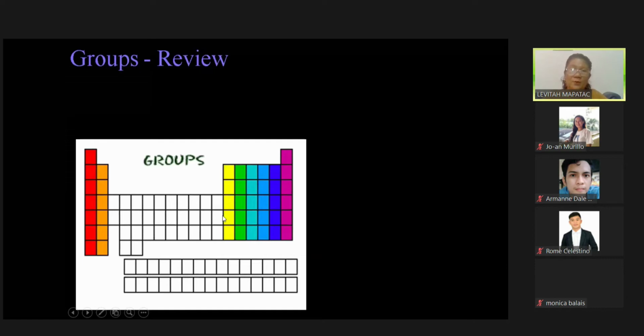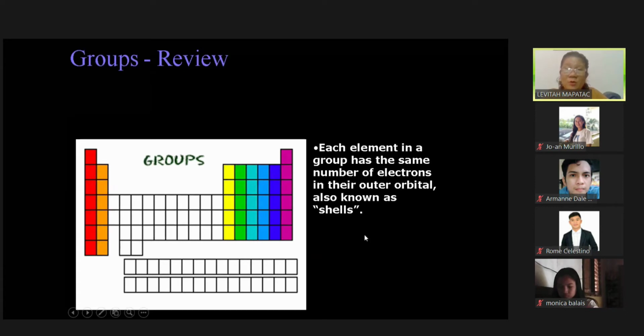That is group 1A, group 2A, so on and so forth. This one here is the noble configuration. These are noble gases. They belong to 8A. This is 7A, which are halogens. Then each element in a group has the same number of electrons in their outer orbitals, known as the shell. As I have said, the outermost shell. Though they have different atomic numbers, their outside electrons will be the same.